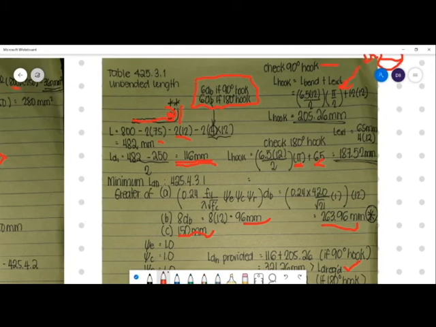Similar with rectangular and square footings, if they do not satisfy the required development length, we will just do the same here. The process is somewhat long, but it's possible.